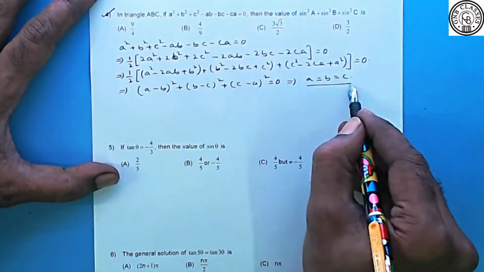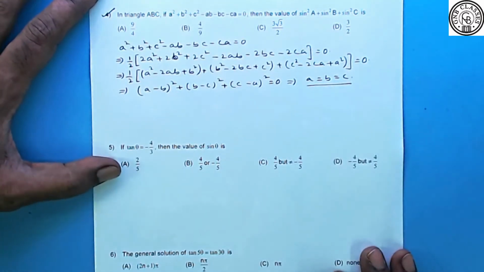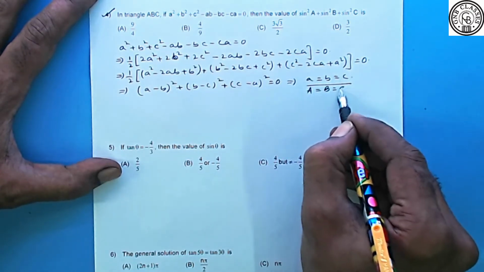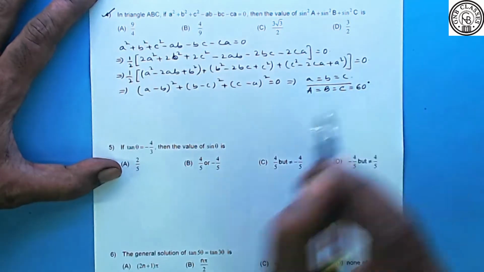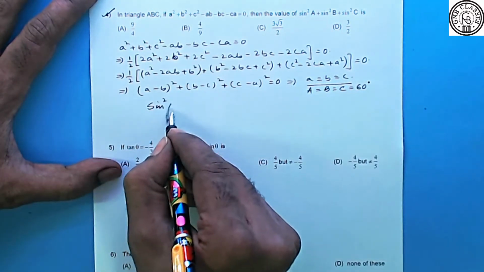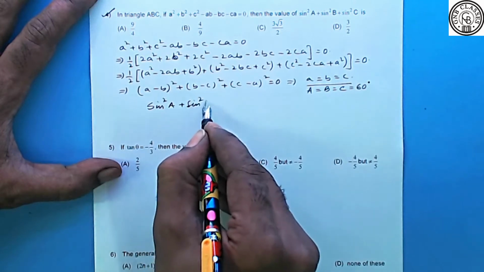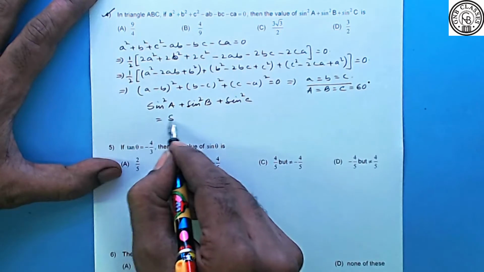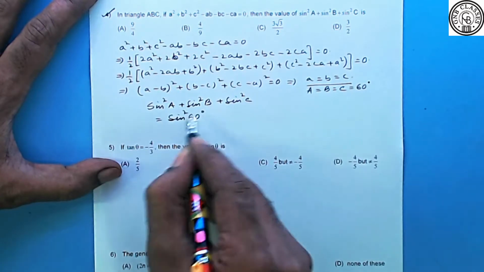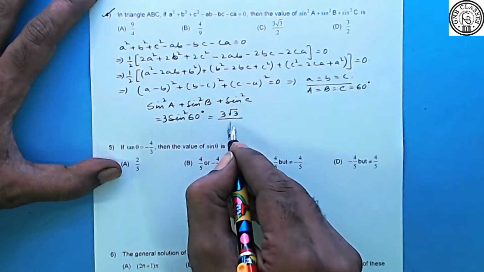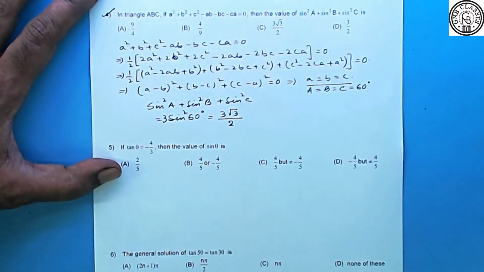That is, the three sides of the triangle are equal, means it's an equilateral triangle. Therefore, angle A, angle B, angle C equal 60 degrees each. Therefore, the value of the expression is nothing but sine square 60 degrees three times. So that gives you 3 root 3 by 2. Thus, option C is correct.